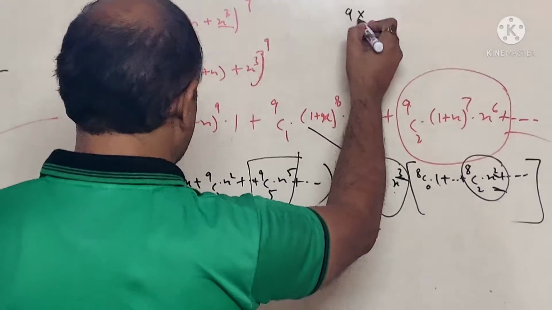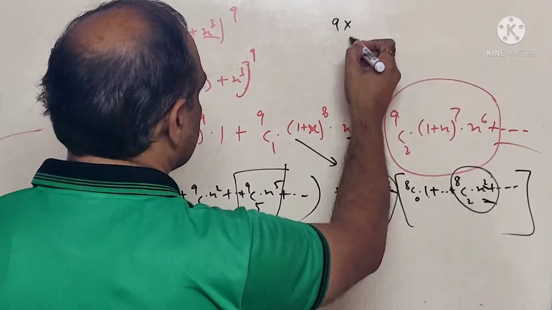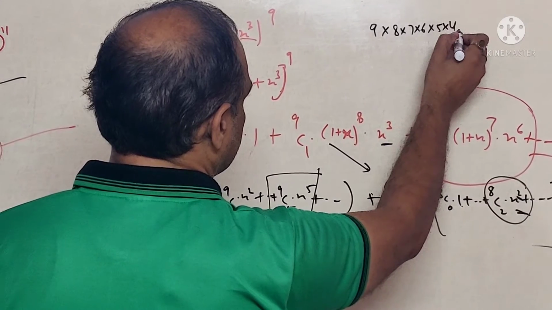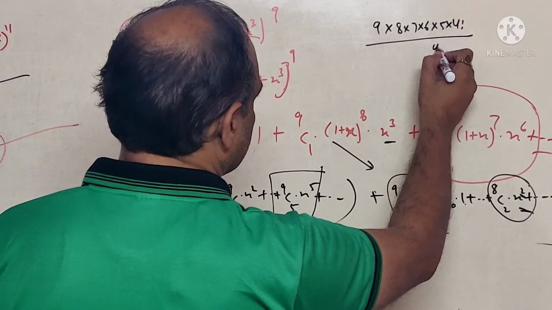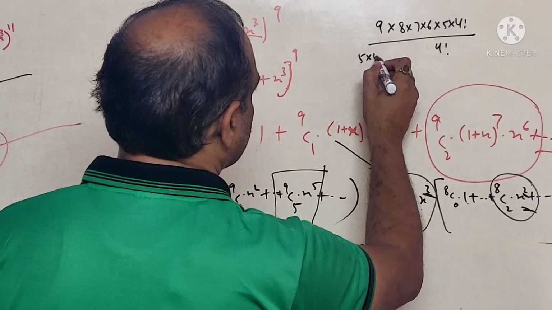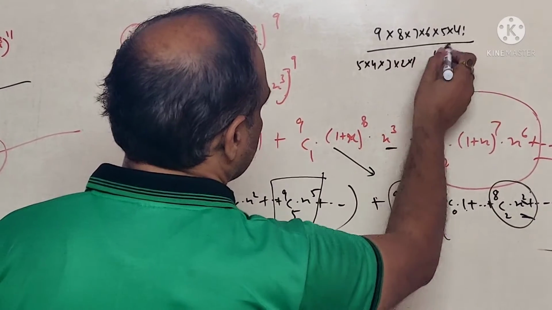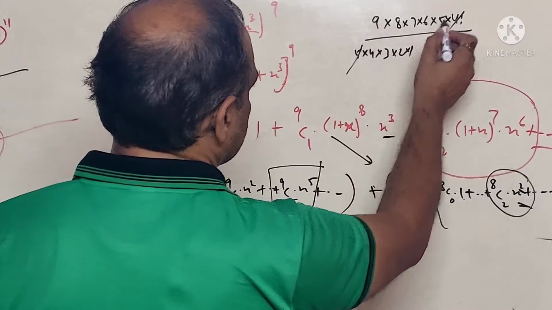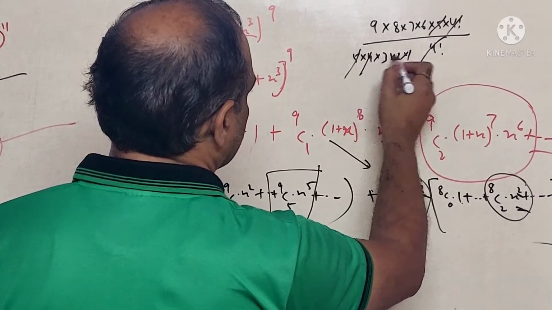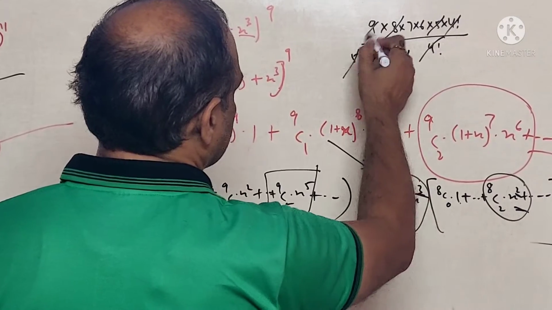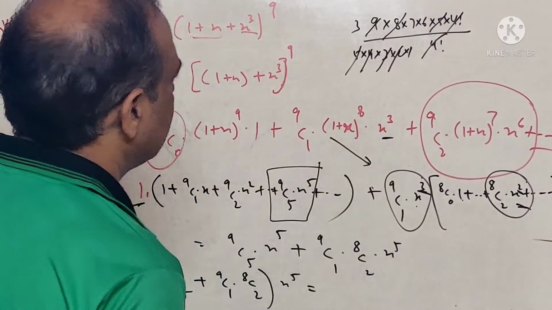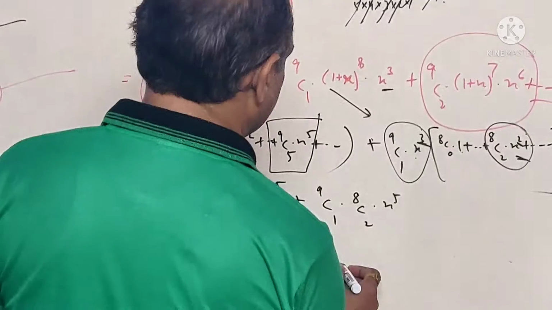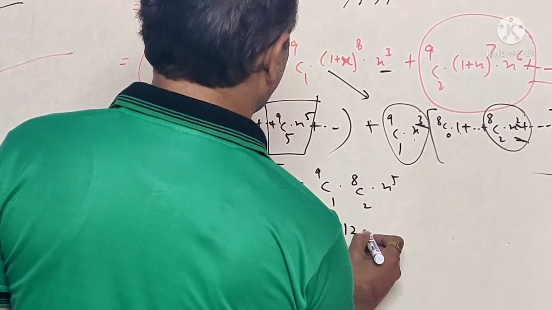This is 9 into 8 into 7 into 6 into 5 into 4 factorial, and this is (9 minus 5) is 4 factorial, and here it is 5 factorial. Clear? See that, the 4 factorial will get cancelled with one another. This 5 will get cancelled with this 5. This 4 into 2 is 8 will cancel this, and 3 will cancel 9, 3. Then 3 times 7 is 21, 6 times 21 is 126. 126 is the required answer of 9C5. So 9C5 is giving you 126.